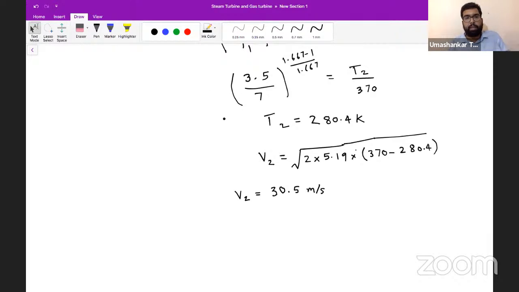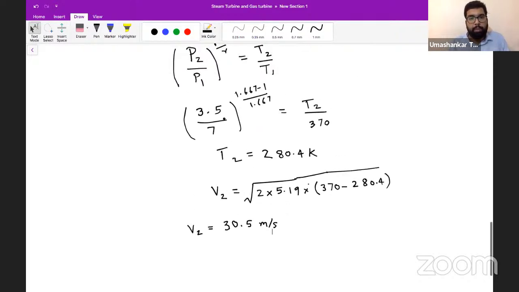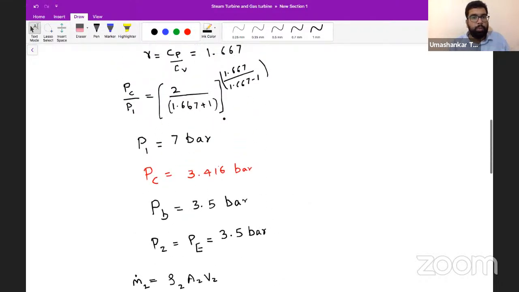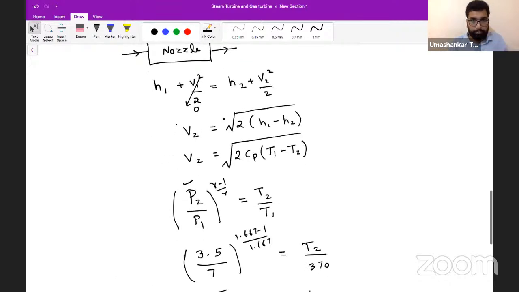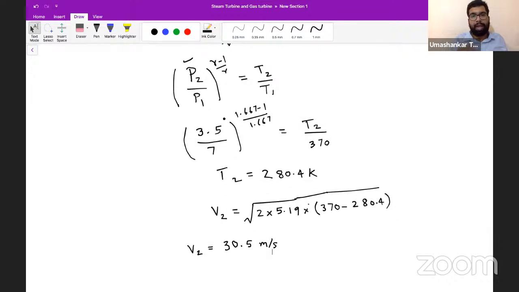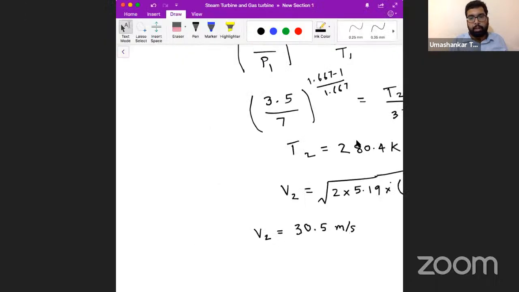I think there is some mistake happening here, because velocity can't come this low. Through the nozzle our velocity should increase, so before exit this much velocity is coming out. Something is wrong. Okay, let me check the calculations you have done. Just wait a minute.